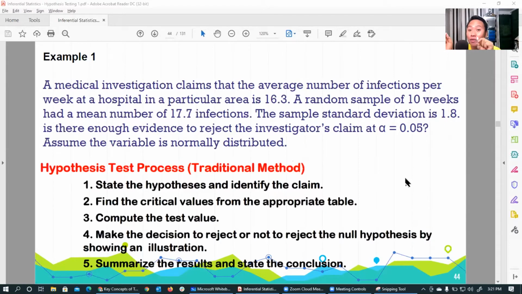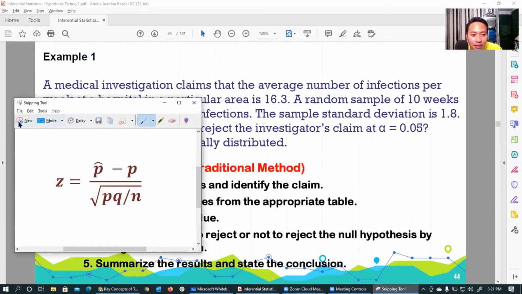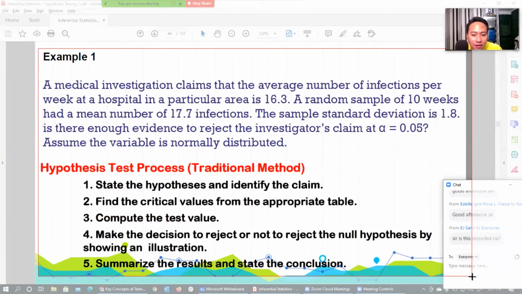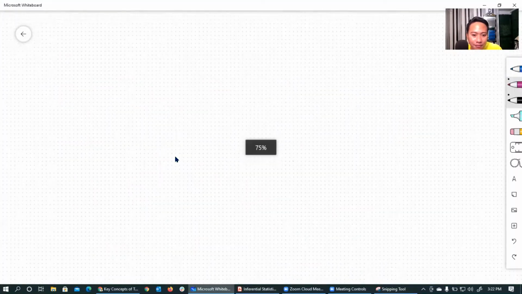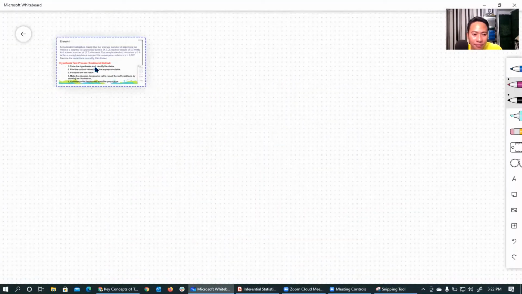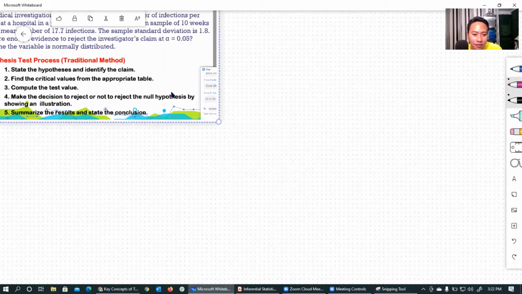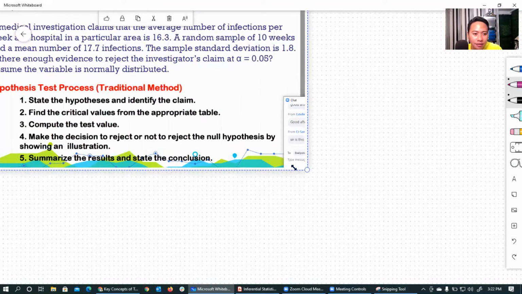This means that we are going to use t-test instead of z-test because the population standard deviation is not given in this case here. Instead, the given is the sample standard deviation, okay? So we are going to be using t-test for this problem here. Let me take a screenshot of this and paste this to our whiteboard. There. I hope you can see this.